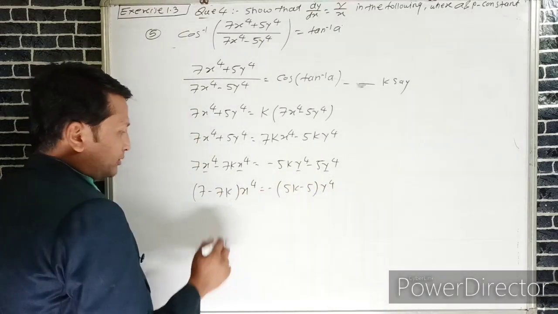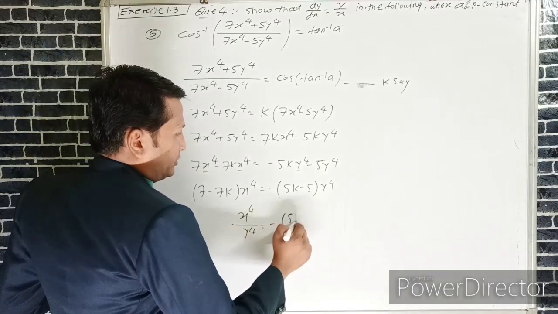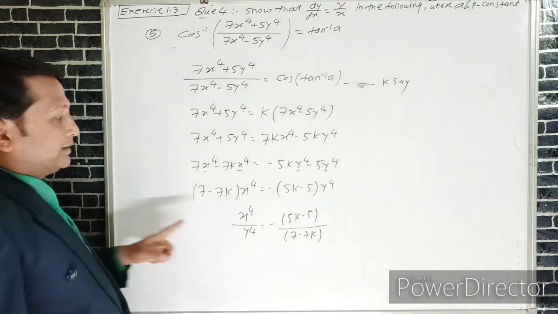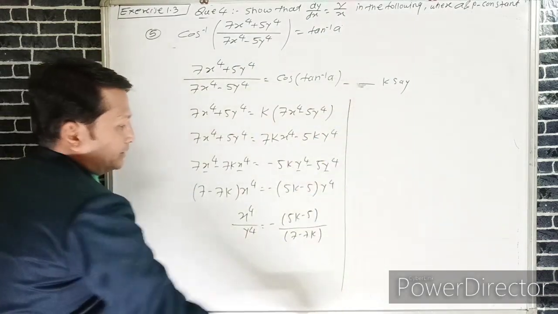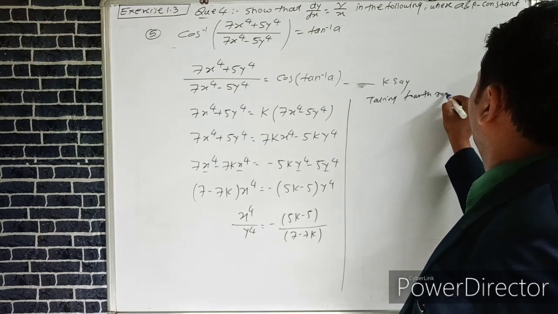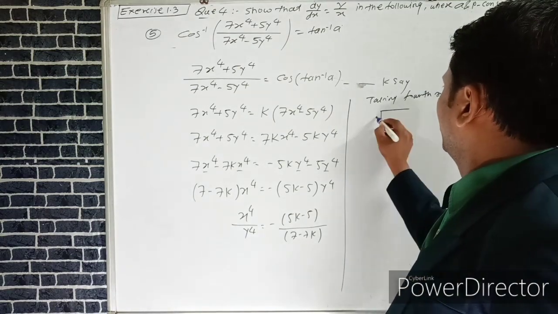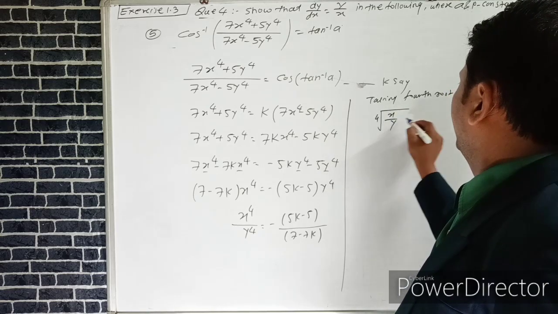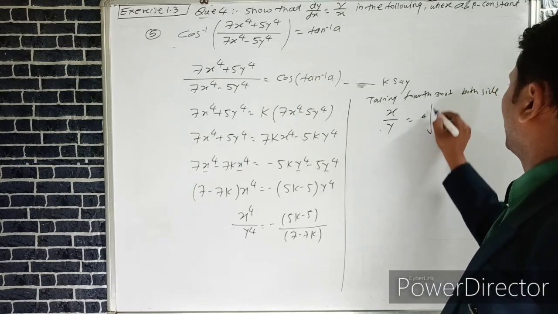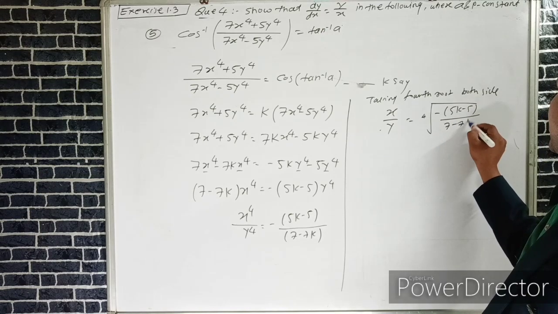If we take y raised to the power 4 to the left side, then we can write x raised to the power 4 upon y raised to the power 4 is equal to minus (5k minus 5) upon (7 minus 7k). Taking the fourth root on both sides, we can write x upon y is equal to the fourth root of (minus 5k minus 5) upon (7 minus 7k).